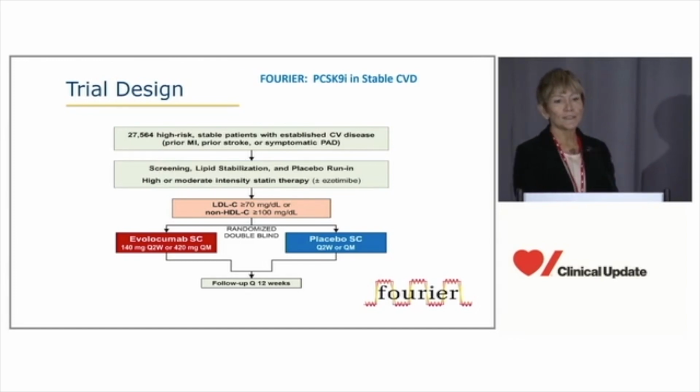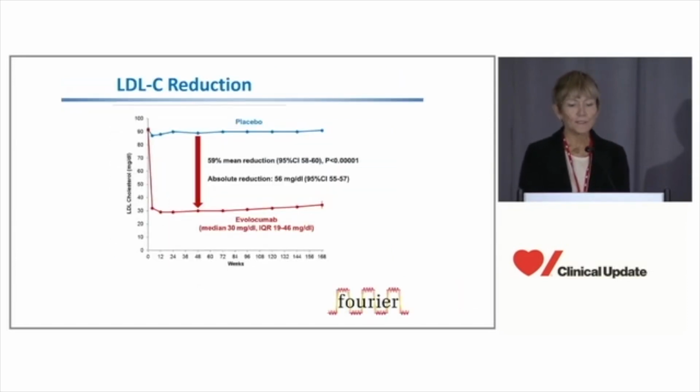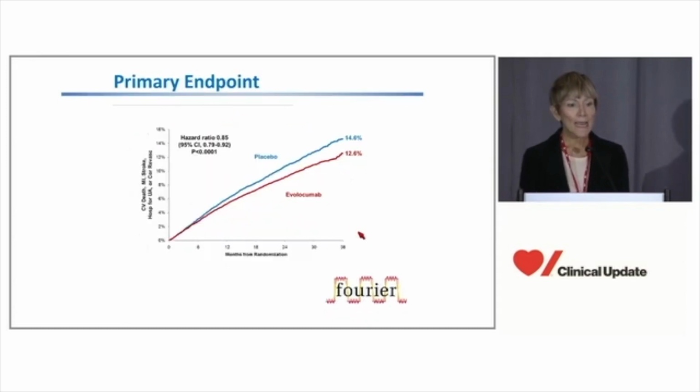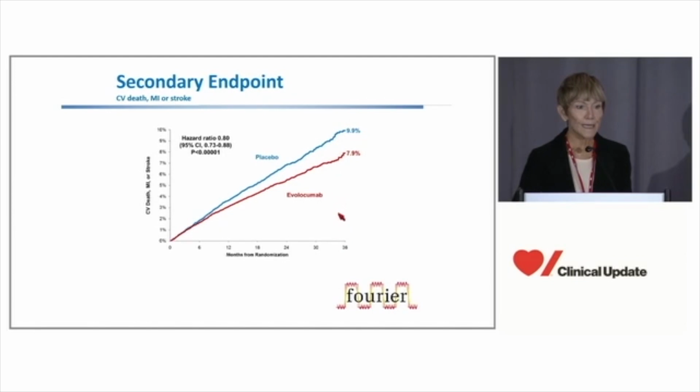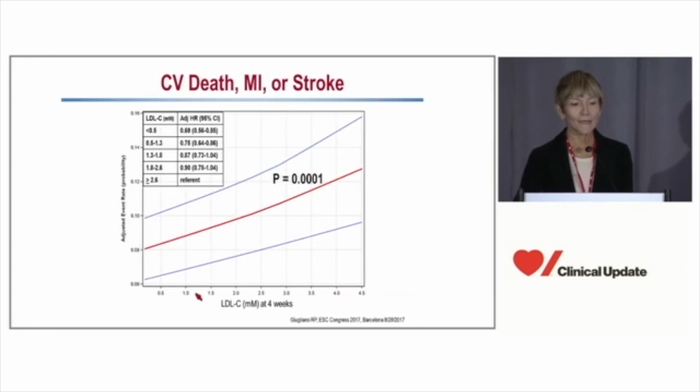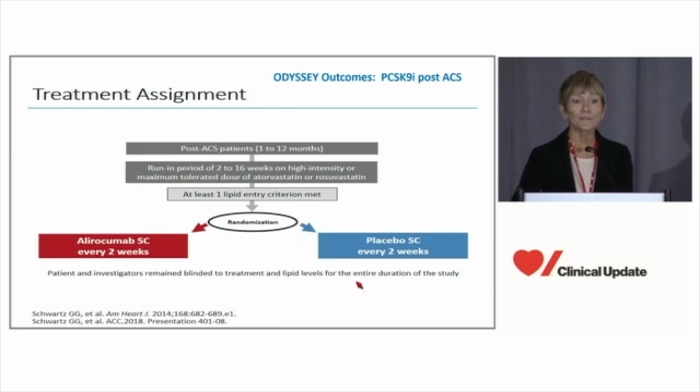The FOURIER study was the addition of a PCSK9 inhibitor to a statin in stable cardiovascular disease, and basically what we saw was about a 60% reduction in LDL, and the primary endpoint, cardiovascular death, MI, and stroke, was reduced by 15% over a 3-year period, so definitely additional benefit. And the secondary endpoint, which was the more pertinent one, cardiovascular death, MI, or stroke, had overall a 20% reduction. And once again, we saw very clearly that patients who achieved the lowest levels of LDL did the best.